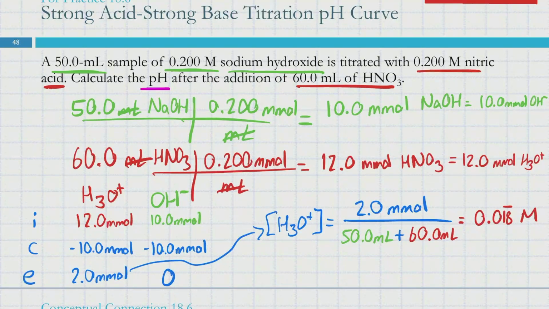And then our last little step, pH equals negative log of our concentration. So negative log of 0.01818181818, etc. 1.74-ish for our pH.